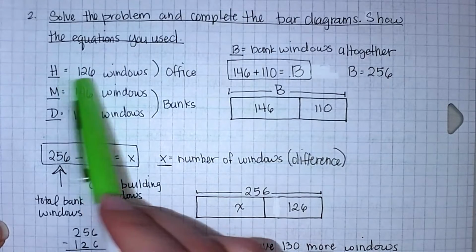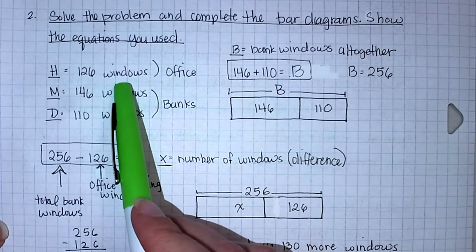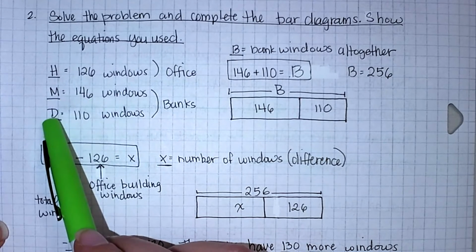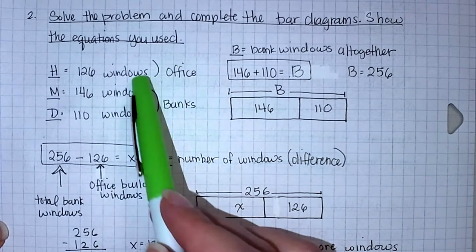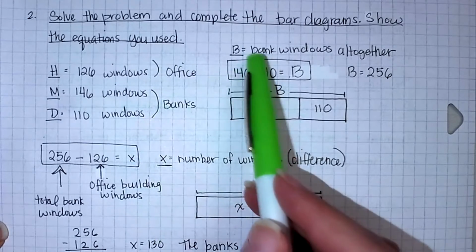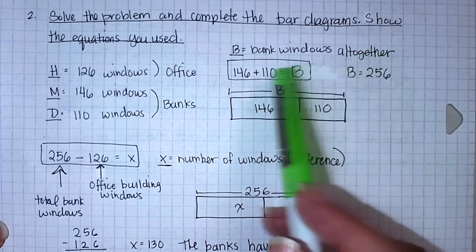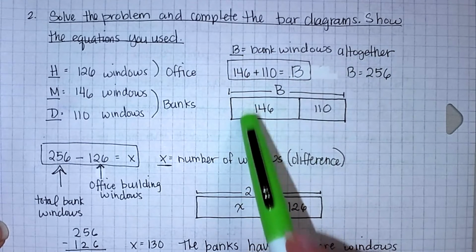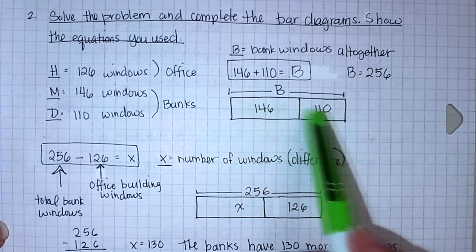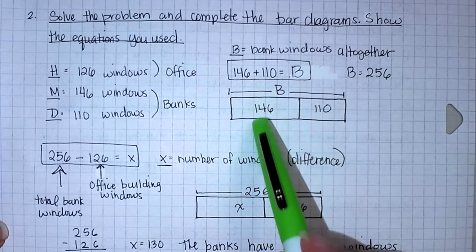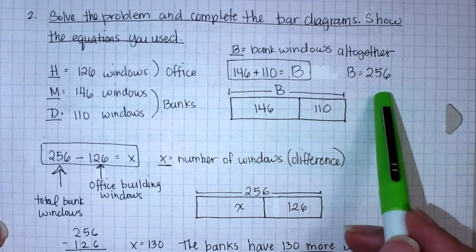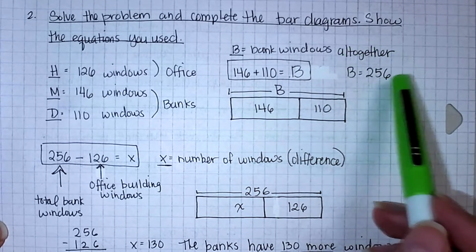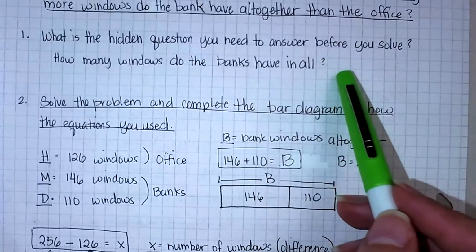So H over here was Harris's office building. I put the office right here, had 126 windows. Morgan's bank had 146 windows, and Devon's bank had 110 windows. So this was the office. These two were the banks, right? B is my bank windows altogether. So B is going to be 146 plus 110 is equal to B. That's my equation. As a bar diagram, I put the parts, and I need to figure out the whole. 146 plus 110 gave me 256. So the number of windows in both banks altogether is 256. That answers my hidden question.